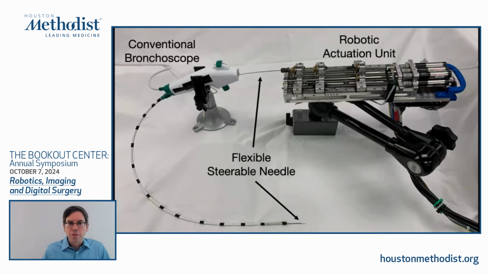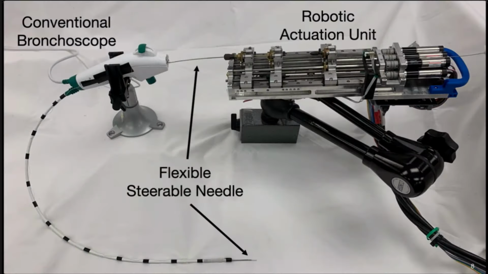So here's a picture of the robot. We see the robot actuation unit, which controls a steerable needle. That steerable needle then gets deployed through a conventional bronchoscope, and it comes out the other end where it can steer through the lung tissue. The key enabling hardware in this system is the steerable needle. This video here shows several manual needle insertions into gel to demonstrate some of the capabilities of these flexible steerable needles.